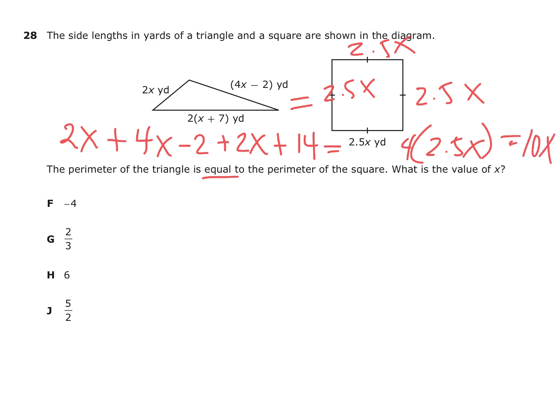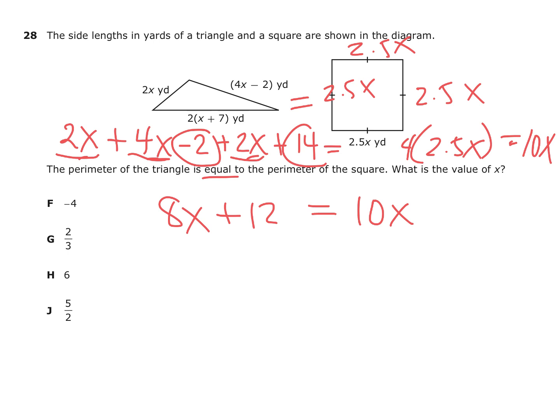Okay, so combining like terms here, I'm going to have this 2x, and this 4x, and this 2x. I'm going to combine those. 2x plus 4x, that's 6x, plus another 2x, that's 8x. And then I have a minus 2 here, and a plus 14. 14 minus 2 is 12, so I have 12 here. And on the right-hand side, the perimeter of the square was 10x. 4 times 2.5x, that was 10x.